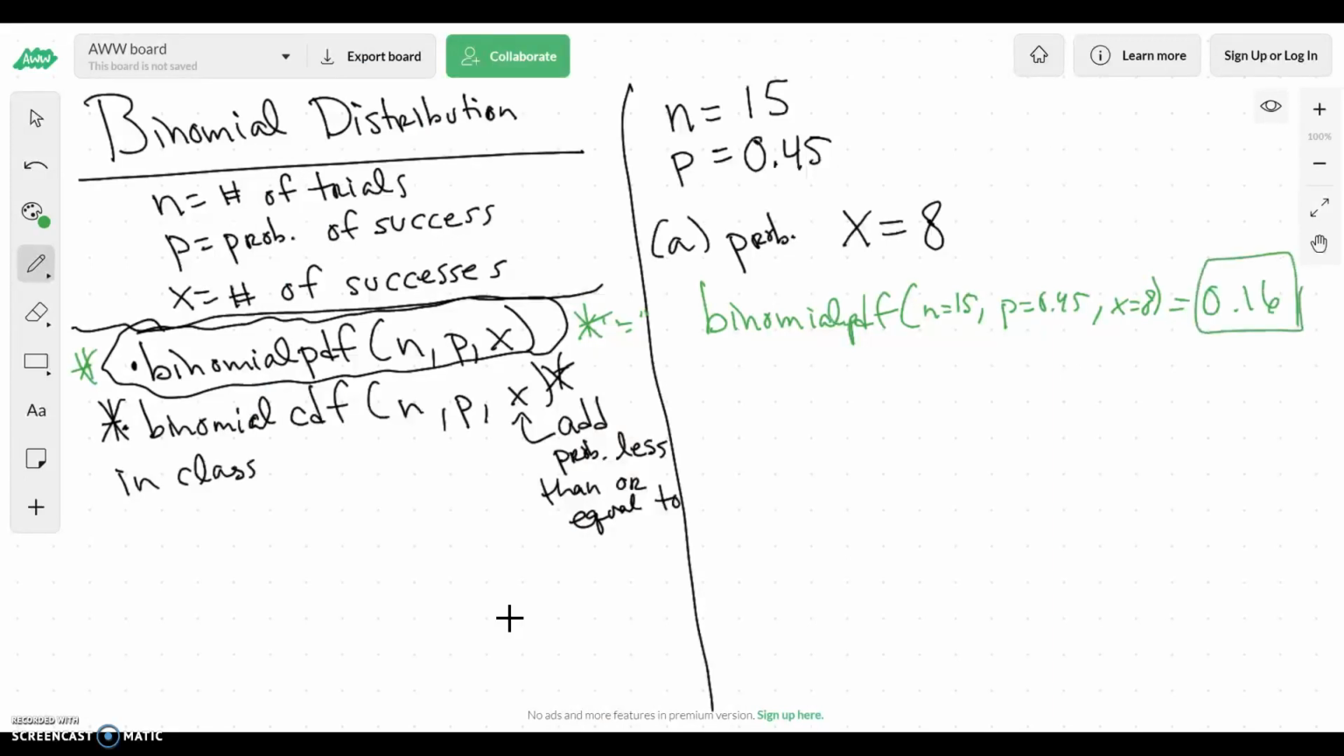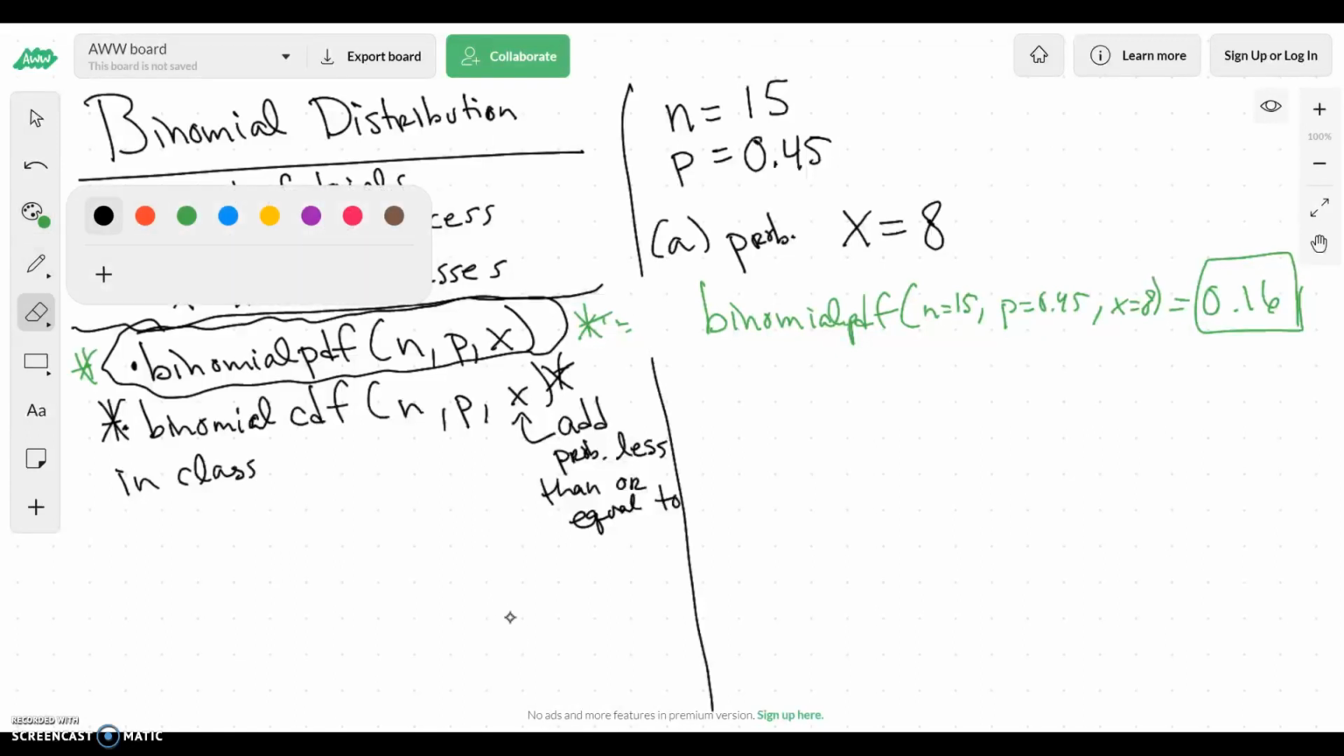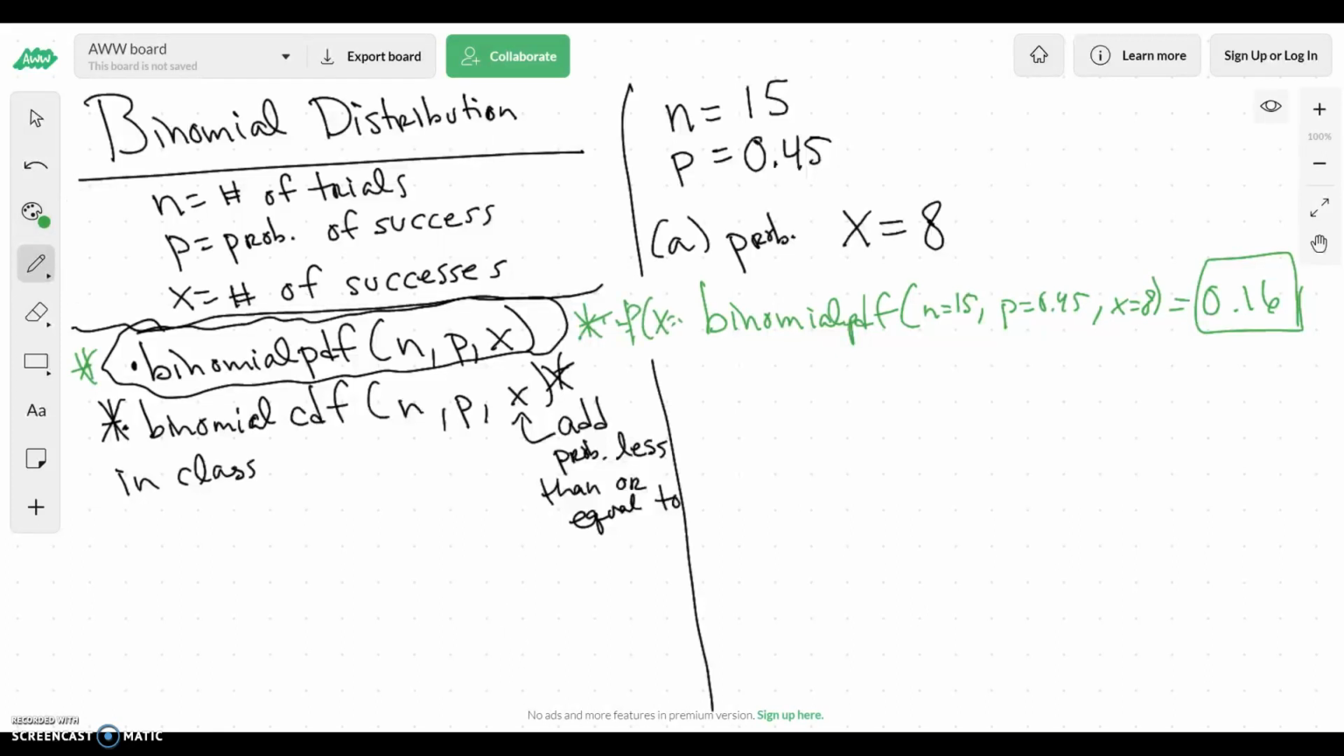Something that you might want to practice also is writing this. Let me use my eraser for now. You might want to practice writing down your individual probabilities like this. So you can say probability of X equals 8 is equal to all of that, if you just want to practice. Okay, now let's do part B. Let's say we want to find the probability of X equals, I don't know, let's say X equals 14. So we got 14 heads. So the probability that X equals 14, well, let's do it again.